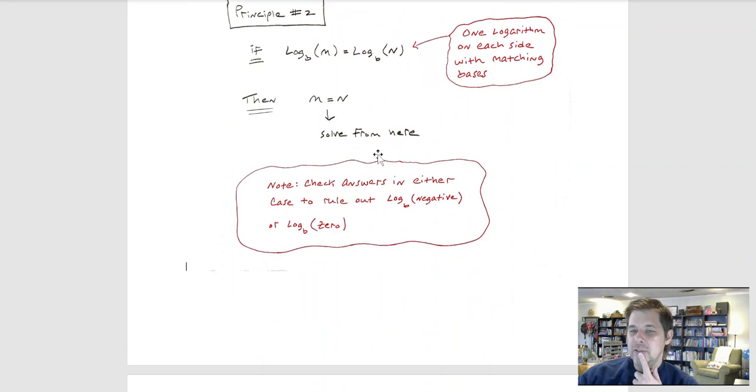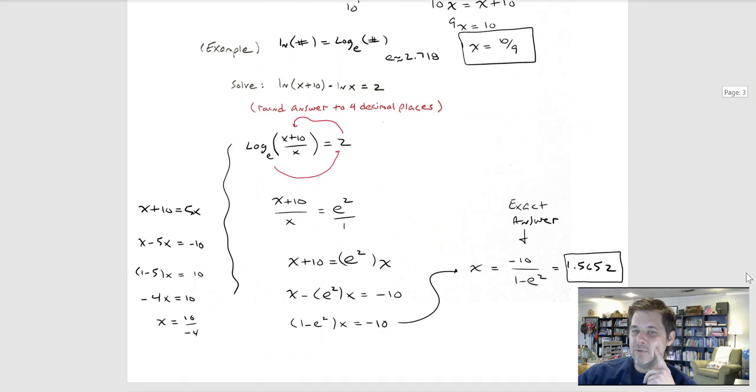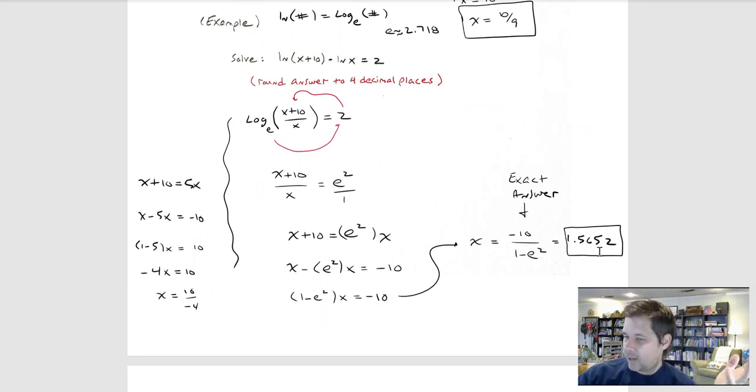We should check our answers in either case to rule out that our answer doesn't produce a negative or 0 inside the logarithm. All right, so let's see. What if you took 1.5652, or 1.5 basically, and you put it in there, x plus 10, would that make a negative? No. 1.5, say you put it here, would that make a negative or 0? No. It's okay. It checks out.